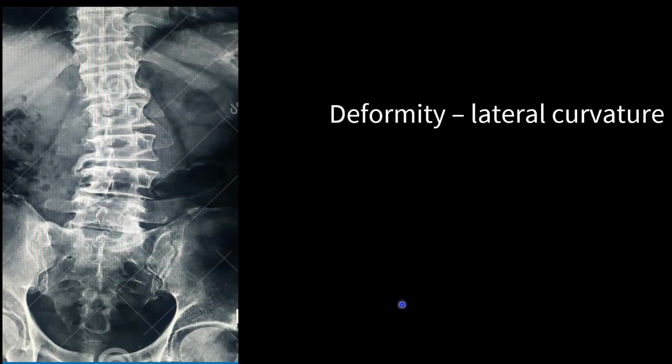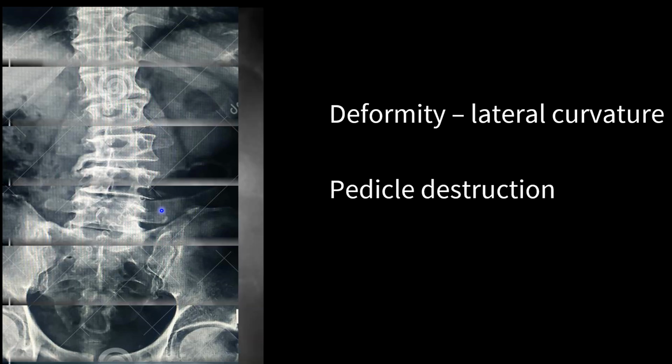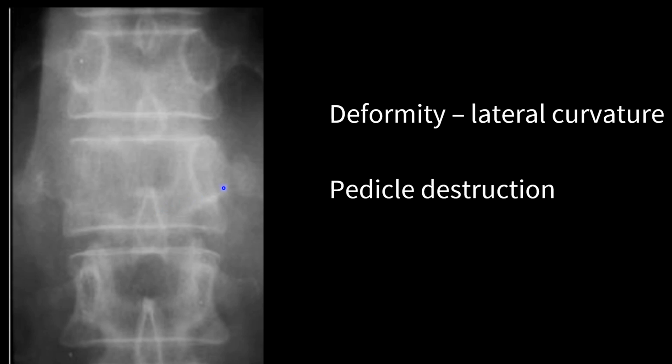Look for any lateral curvature of the spine. This is a scoliosis. It can be due to degenerative changes or muscle spasm. And this is the pedicle. The oval shaped one is the pedicle. This is the normal pedicle. Here you can see the destruction of the pedicle, which shows early signs of malignancy. And this is the intervertebral disc space.